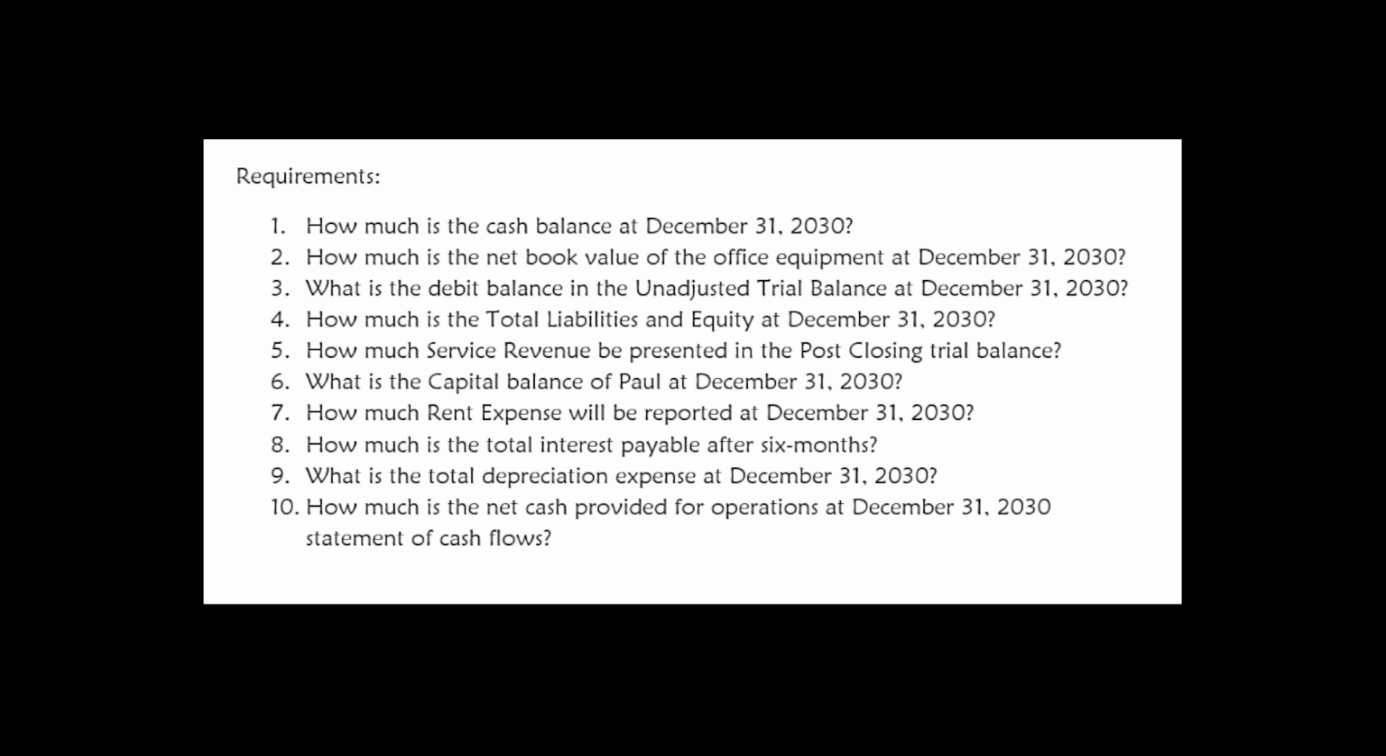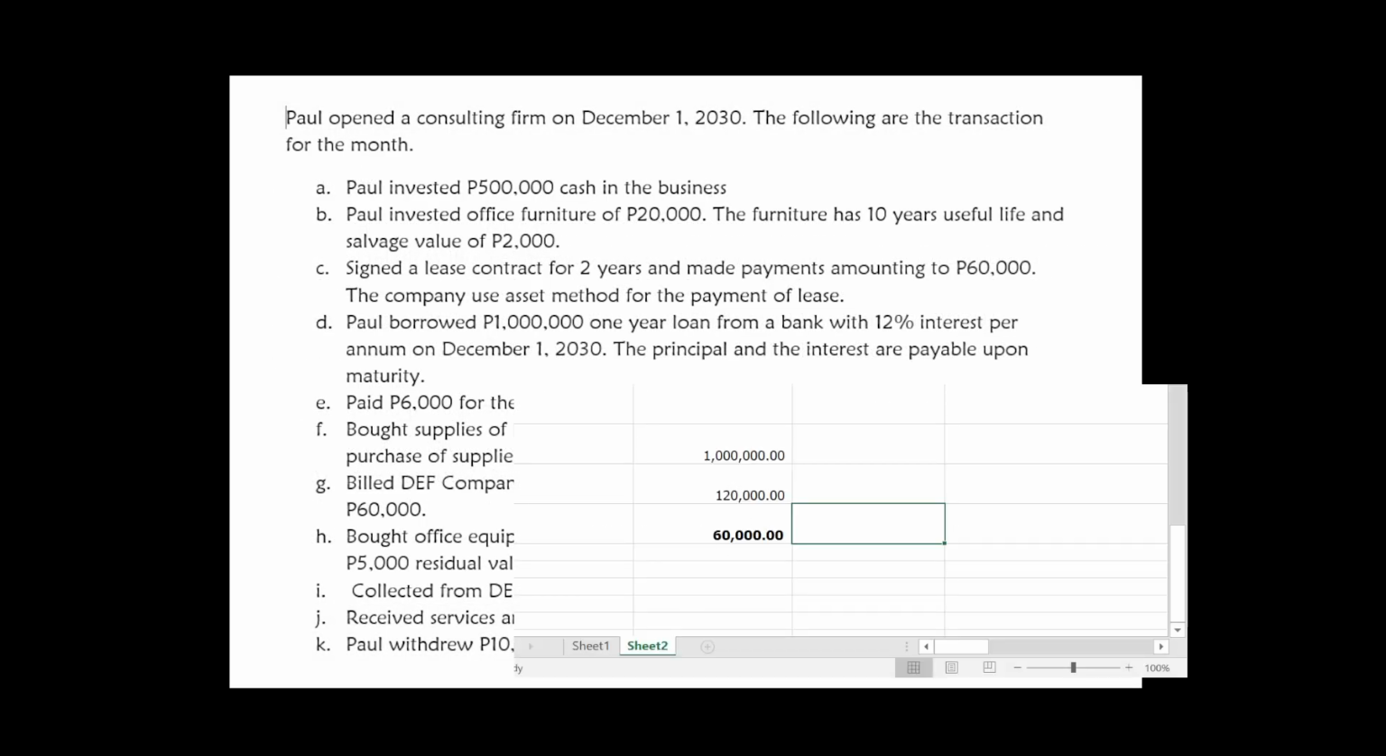Okay? Next, let's proceed to the next question. Hindi ko pala napakita. Wait a minute. Okay, ayan. 1 million and then 1 million times 12%. Ito yung annually. And then, since 6 months yung tanong, so 120,000 divided by 2 or pwede din divided by 12 times 6. Dinivide 2 ko kasi half na yun. Okay? Next.